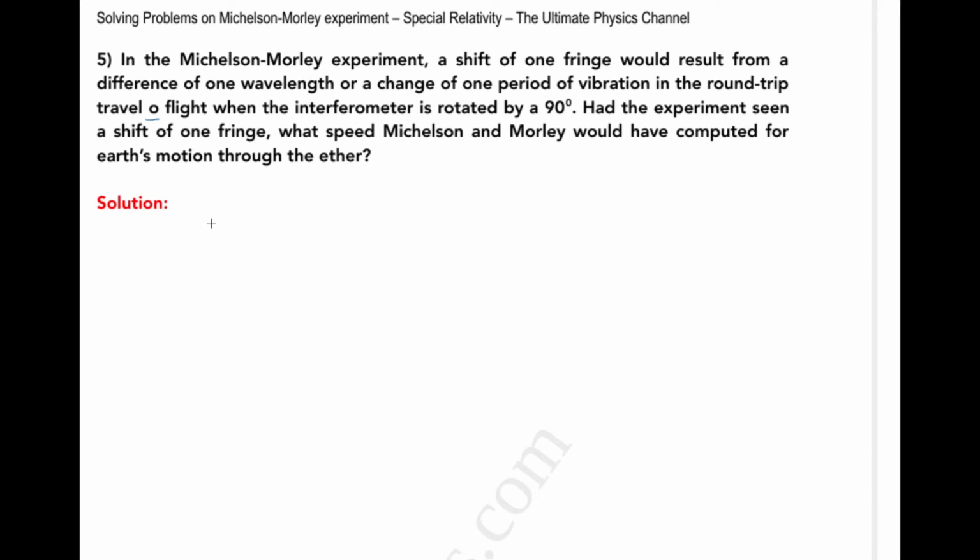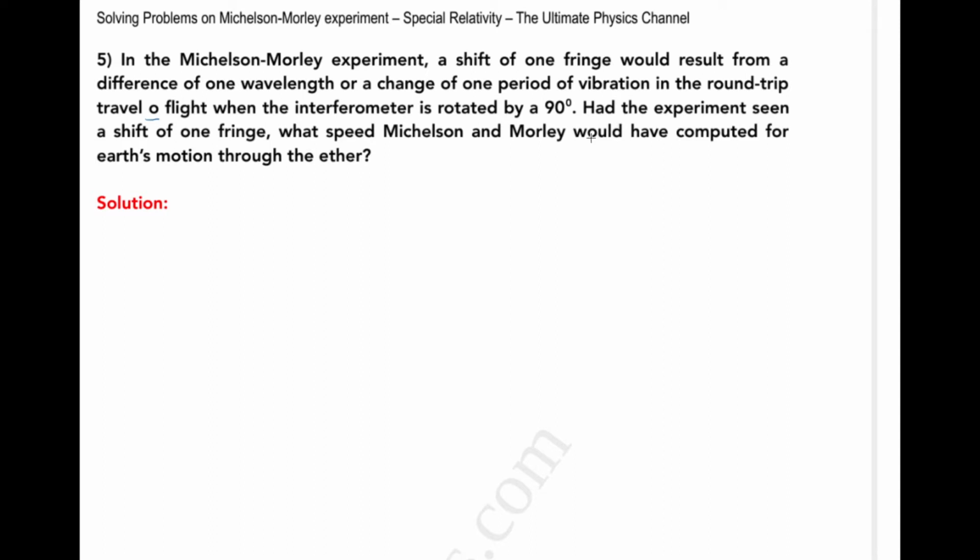So the question here is, in the experiment, one fringe shift would mean there is a change of one wavelength in the path of light. So the distance traveled by light, that is the path length of the light, changes by about 1 lambda if the fringe shift is one full shift. Or of course, a change of one period of vibration means the time period of the wave changes by 1 T. There is a phase shift, rather, between the two waves by 1 T, capital T, where T is the time period of the wave, for a rotation of the arm of the interferometer by about 90 degrees. That is the statement here.